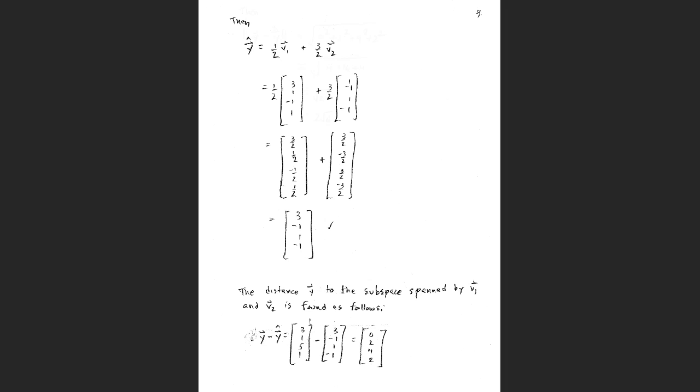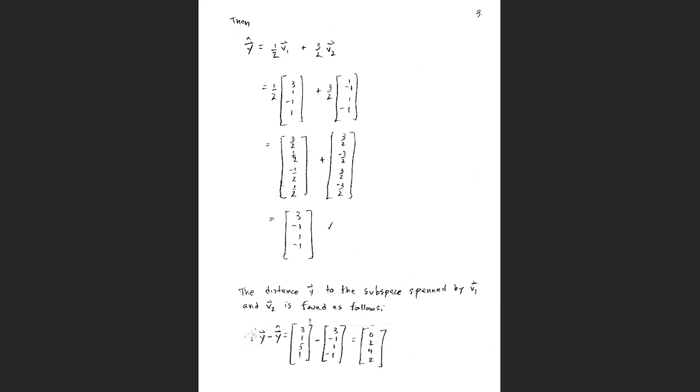And to find the distance of that z vector, you just take the norm of that vector, and you'll get 2 times the square root of 6.